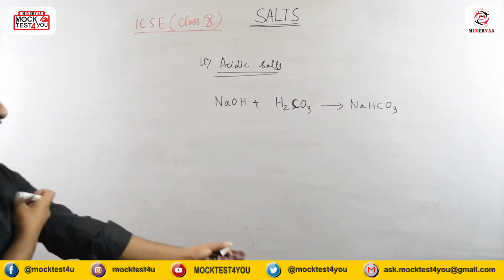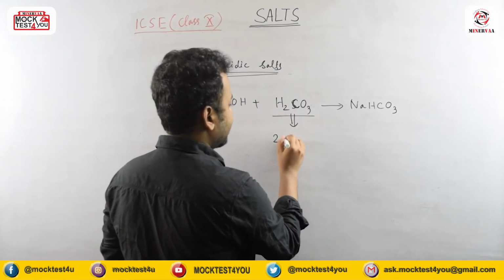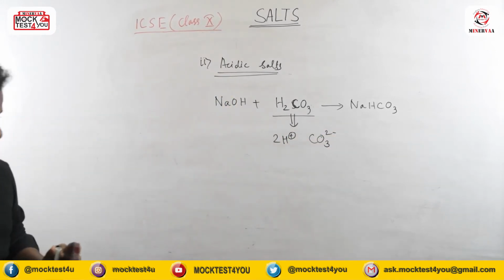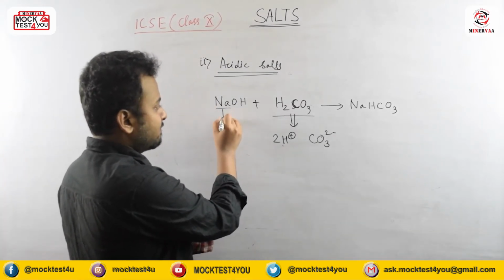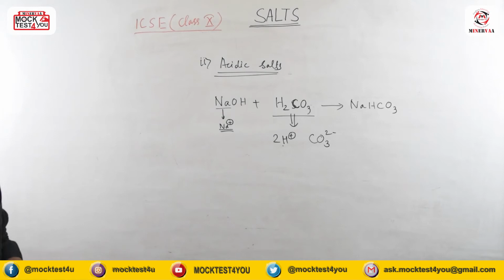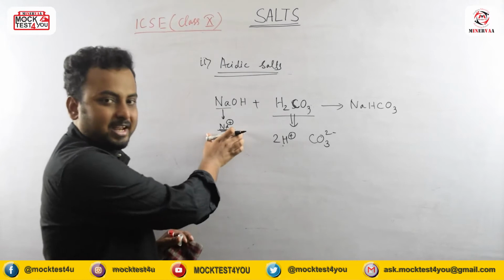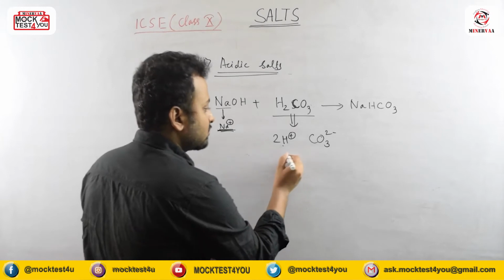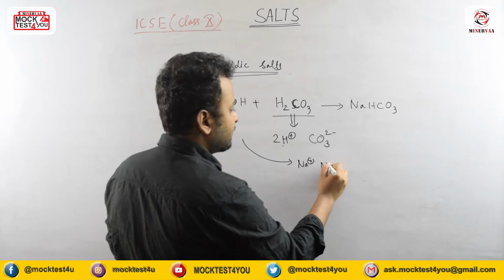So what is happening? Just see, from this acid we are getting 2 H plus and 1 CO3 2 minus. If only one H plus is replaced by this Na plus, and Na plus is the basic radical, that means this Na plus is taking the place of one H plus. So what we will get? Na plus, H plus will be there.